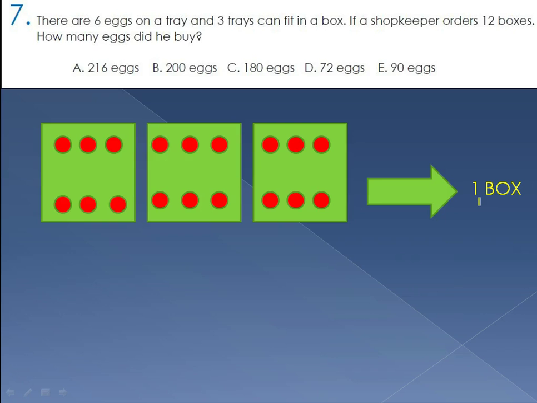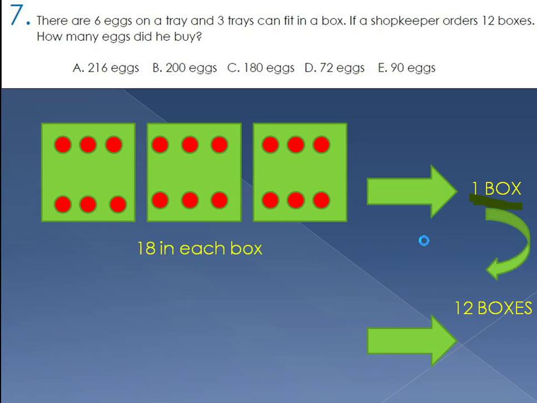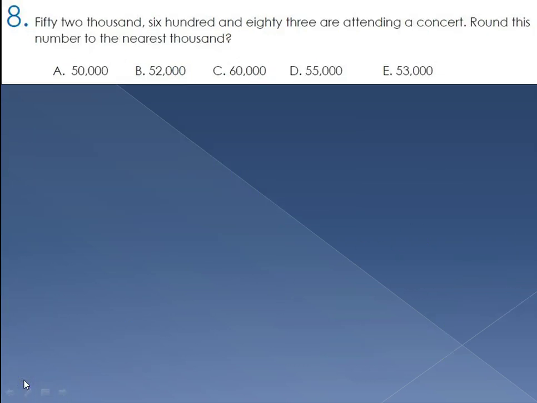So now, the shopkeeper orders 12 boxes. In one box, we've said 18. So how many would it be in 12 boxes? It's going to be 18 in each box. There's going to be 12 boxes. We need to times 12 by 18. The answer is going to be 216. That's how many eggs he bought after he bought his 12 boxes. So the answer is A, 216 eggs. That's how many he bought. Okay, question 8.